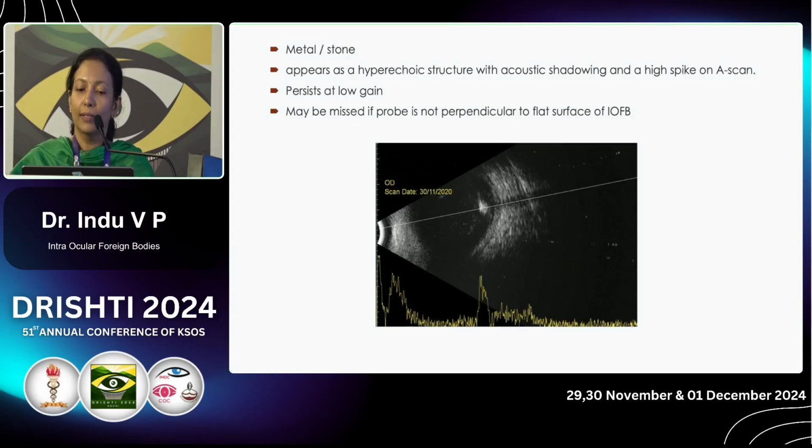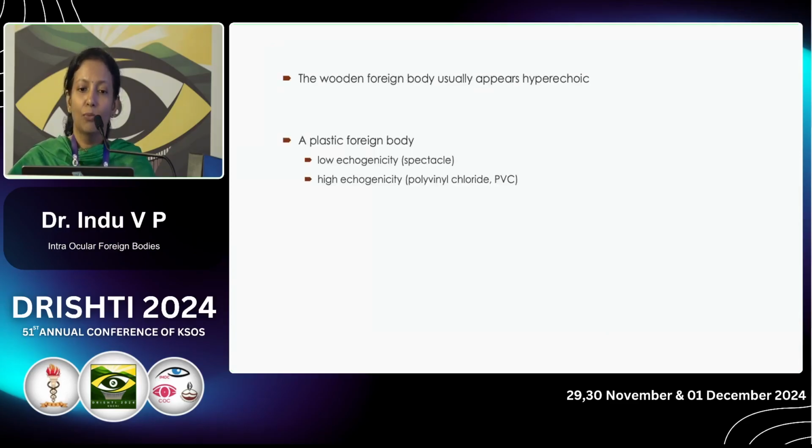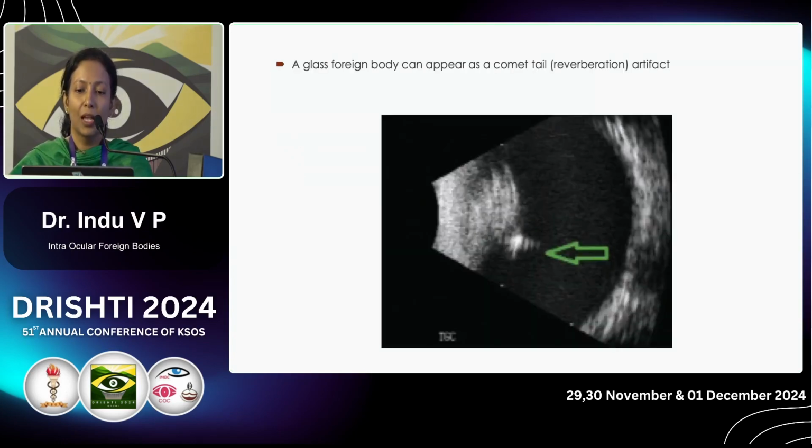Metal or stone particles appear as hyperechoic structures with an acoustic shadowing, a high spike on A scan, and it persists in low gain. Wooden foreign bodies also appear hyperechoic, but a plastic foreign body can be missed on an ultrasound, especially the spectacle plastic. PVC plastic can have high echogenicity. A glass foreign body is also bound to be missed on ultrasound because it appears only as a reverberation artifact.